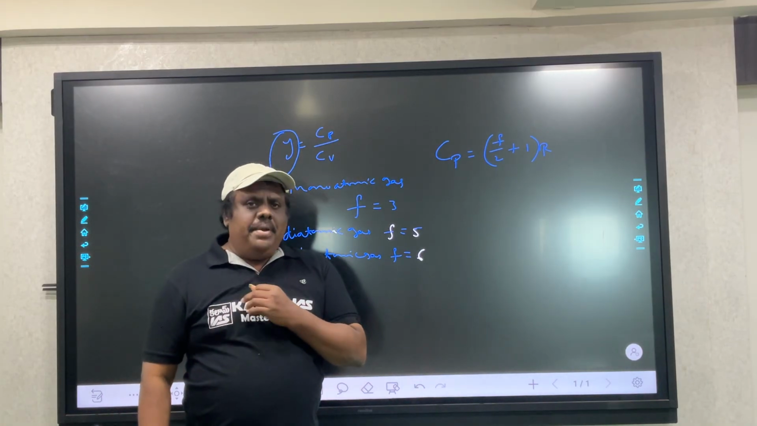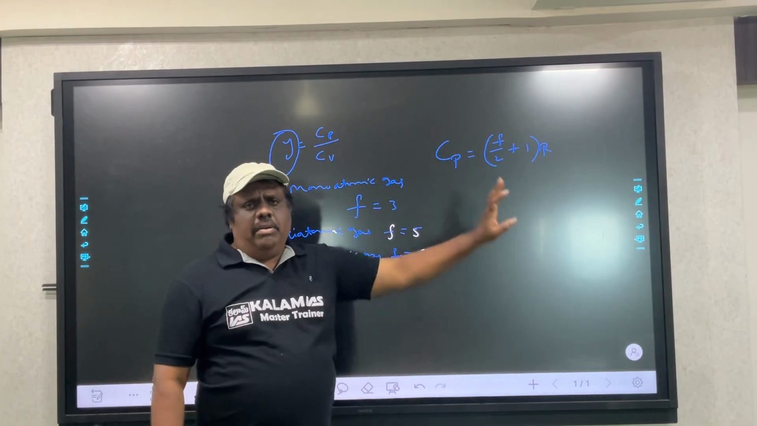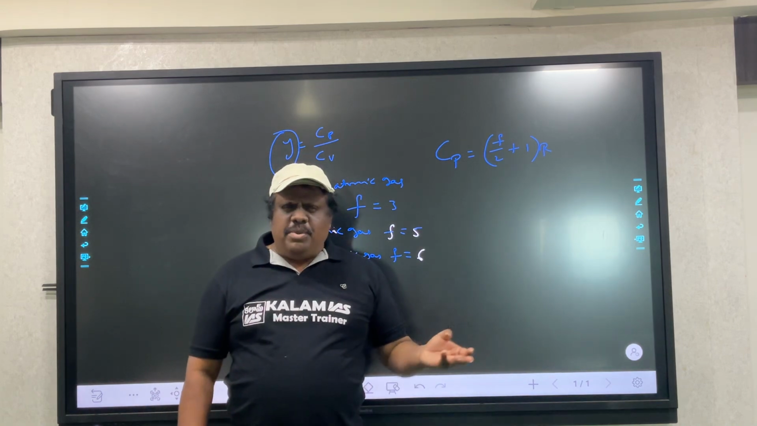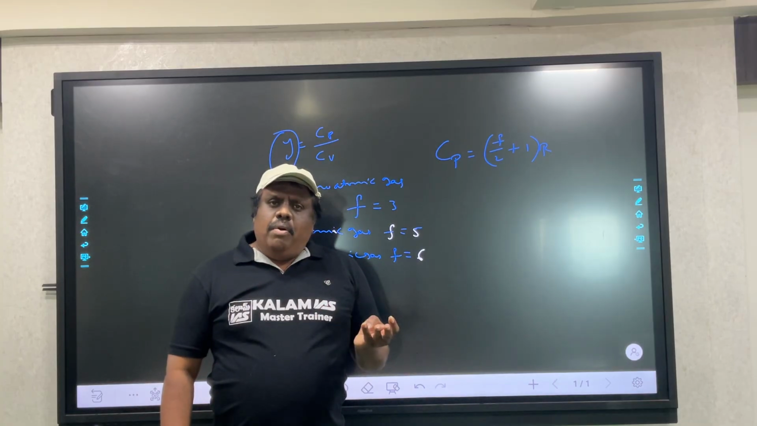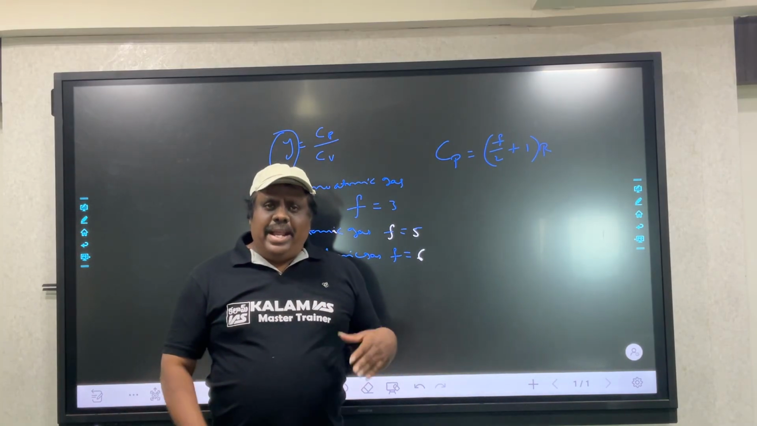According to the definition, it is the number of possible motions the particle can undergo. What are the types of motions? We know translational motion, rotatory motion, vibratory motion, random motion, oscillatory, like that so many motions.